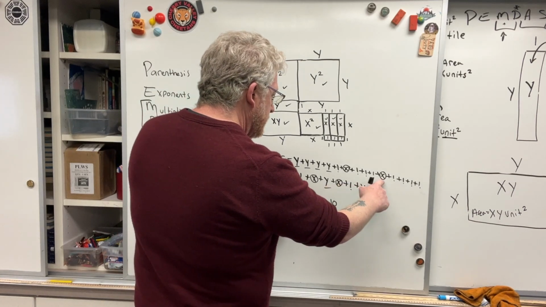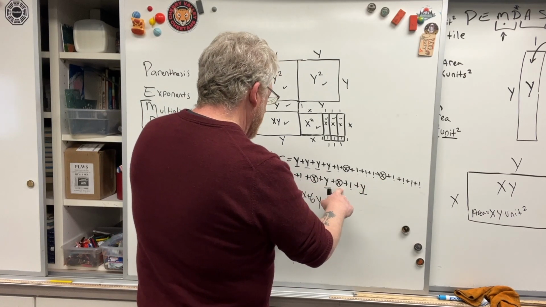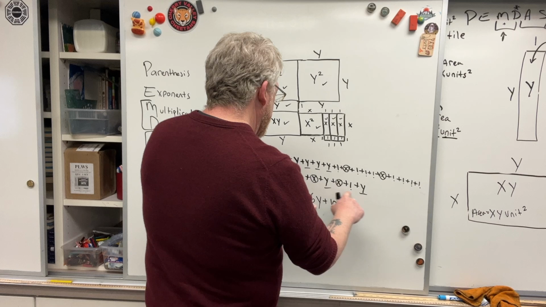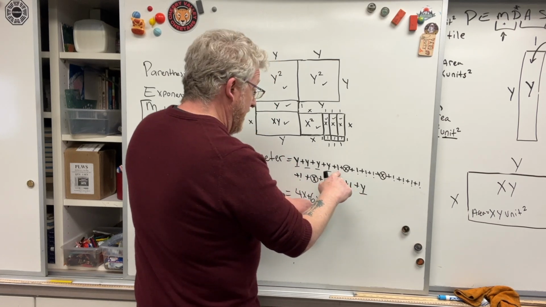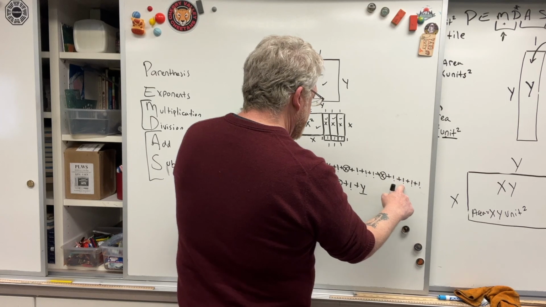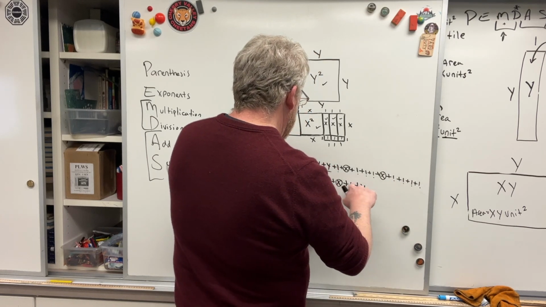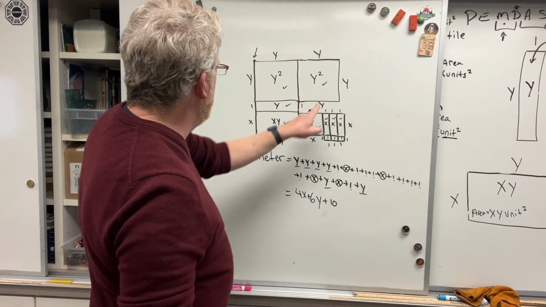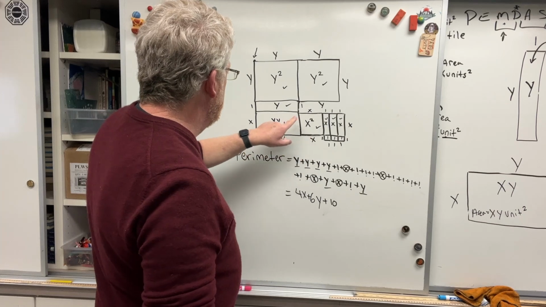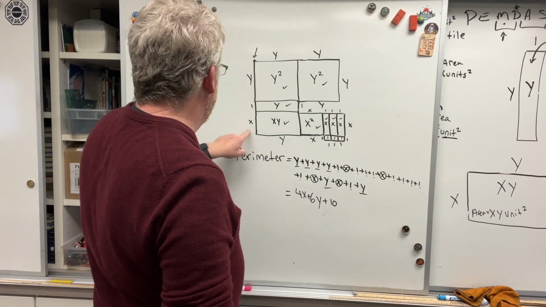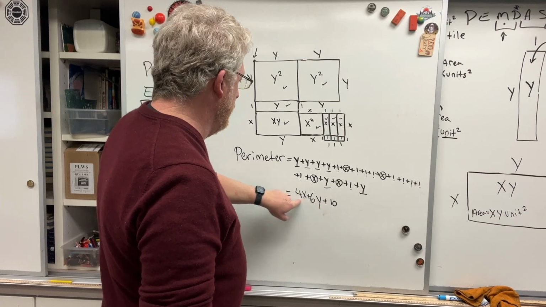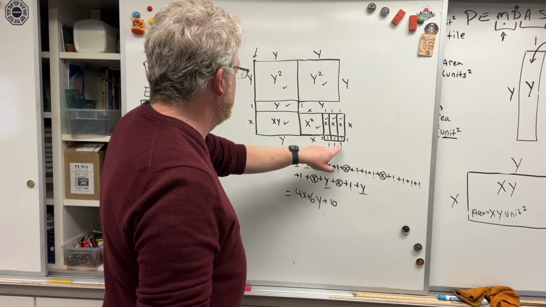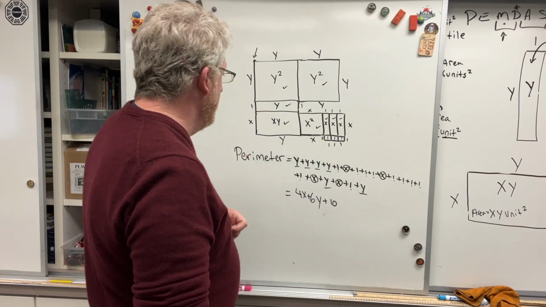4x, 1, 2, 3, 4. 6y, 1, 2, 3, 4, 5, 6, plus 10. 1, 2, 3, 4, 5, 6, 7, 8, 9, 10. All right, then I can also eyeball up here. 1, 2, 3, 4, 5, 6y. 1, 2, 3, 4 x's. 4x. And my 1, 2, 3, 4, 5, 6, 7, 8, 9, 10. That looks right to me.